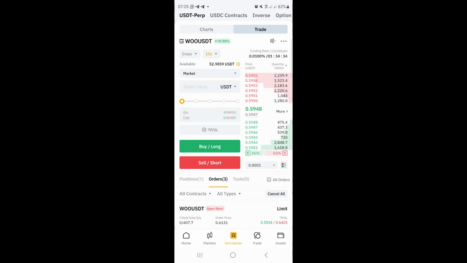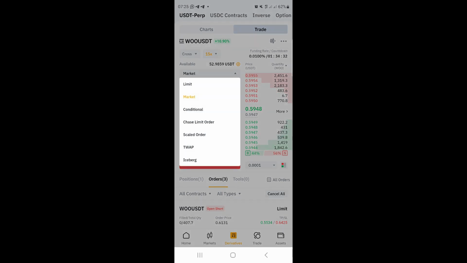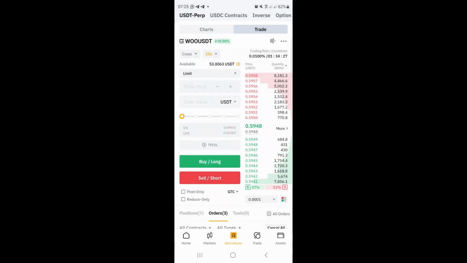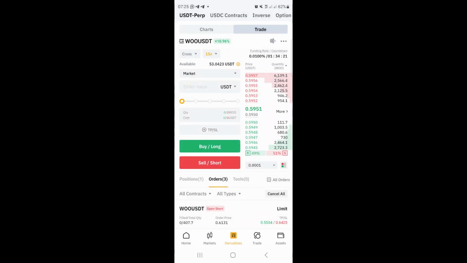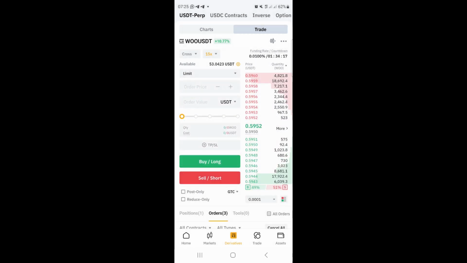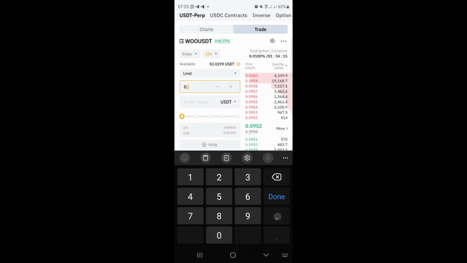Let's do other things. So now it's showing market here, but what we are trying to enter is a limit order. So we click on limit. Once you click on limit, it's going to ask you for order price and order value. If it is market, it's not going to ask for order price because it's just going to use the current market price. So we're going to use limit, put in the order price, which is 0.6131. Then we'll put in the order value.